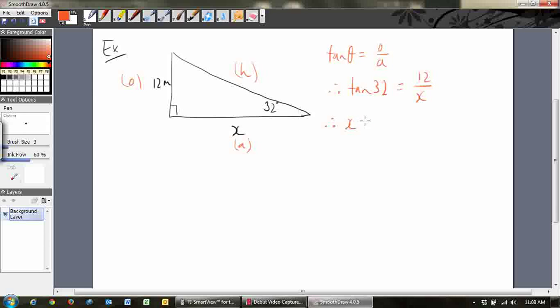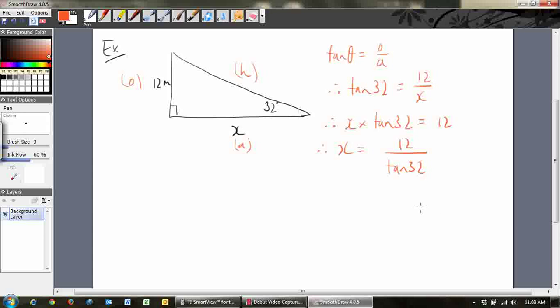If we times both sides by x, we'll have x times tan 32 equals 12, so that x disappears from there. Okay, and then if we want to get x by itself, we've got x times tan 32. So to get rid of that tan 32, we need to divide by tan 32. So x equals 12 over tan 32. And there we go, that's our answer.